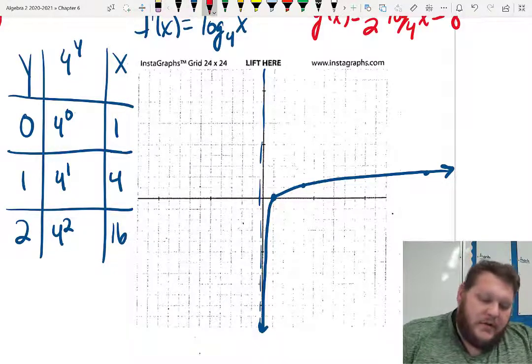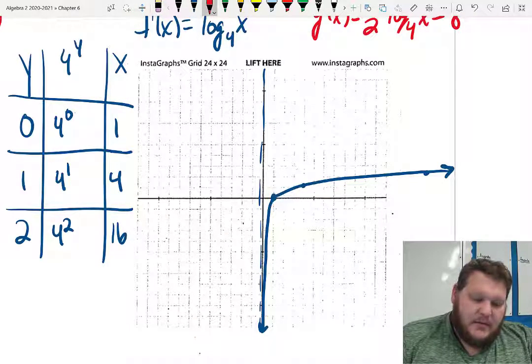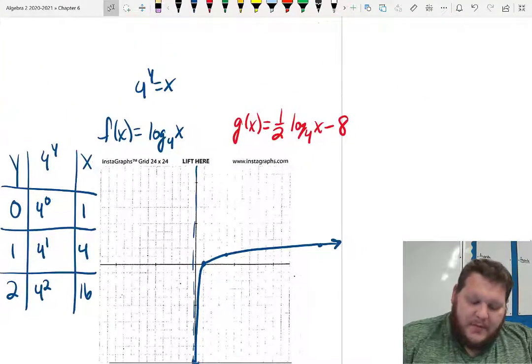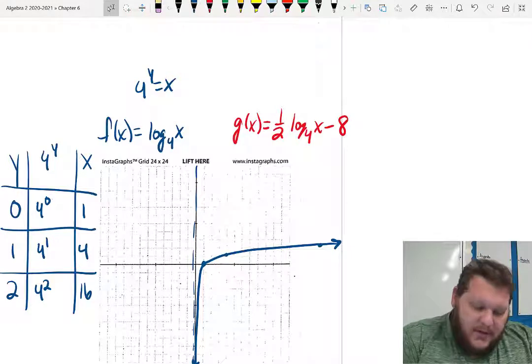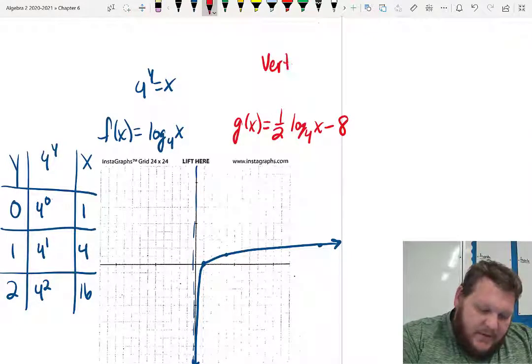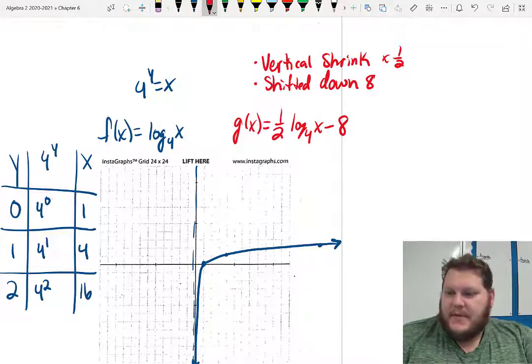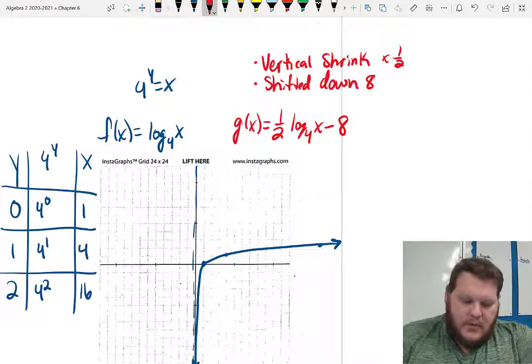Now, with my transformed graph, I have two different things happening. I have my 1/2 out in front, so this is going to be a vertical shrink by 1/2. So that's transformation number 1. And then it's also going to be shifted down 8. So that's what that minus 8 is telling me.